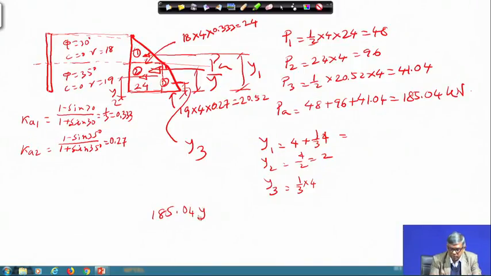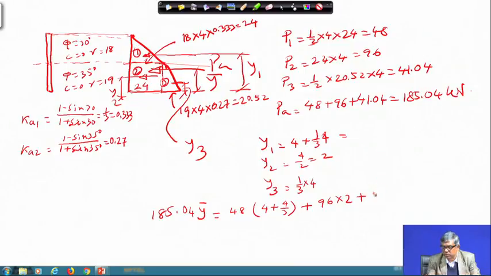Now, we can find out: 185.04 multiplied by y bar will be equal to P 1, which is 48, multiplied by 4 plus 4 by 3, plus 96 multiplied by 2, plus 41.04 multiplied by 4 by 3. So, if I solve for y bar, we will get y bar equal to 2.71 meter.